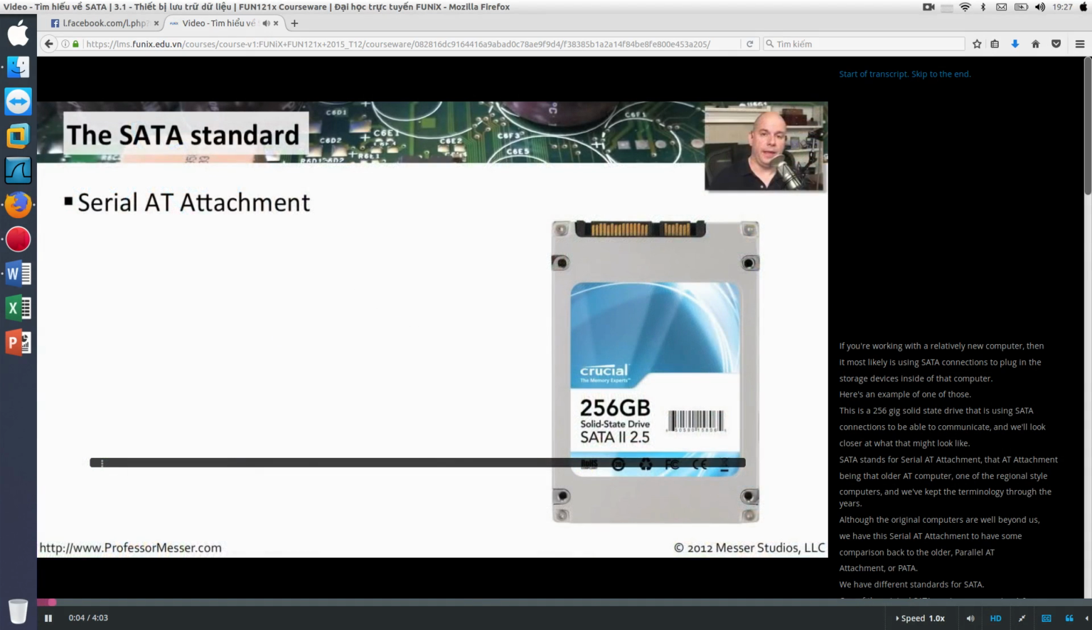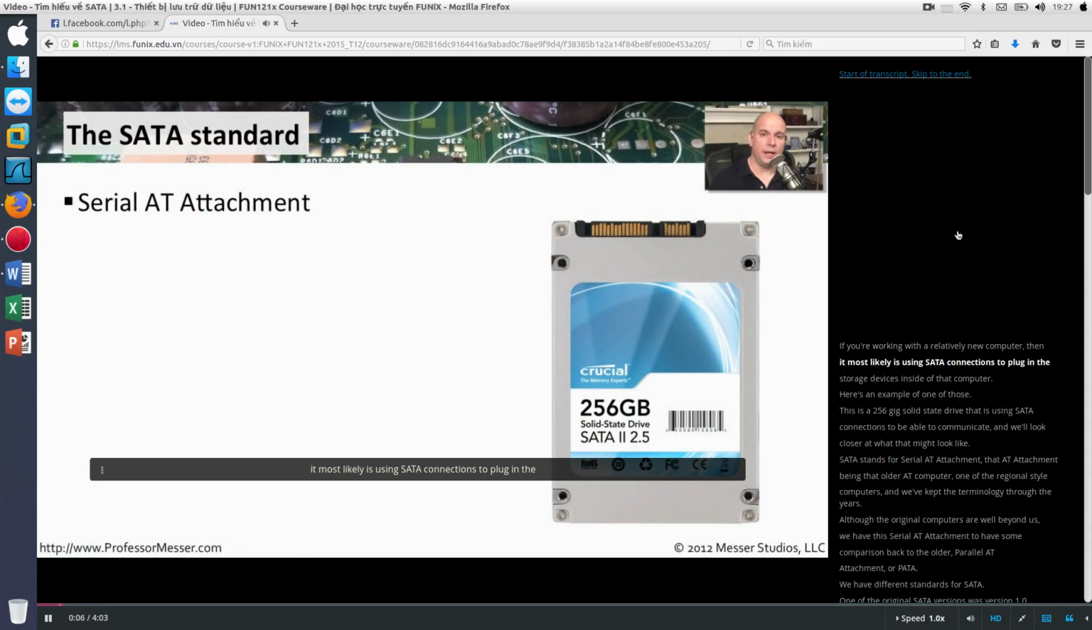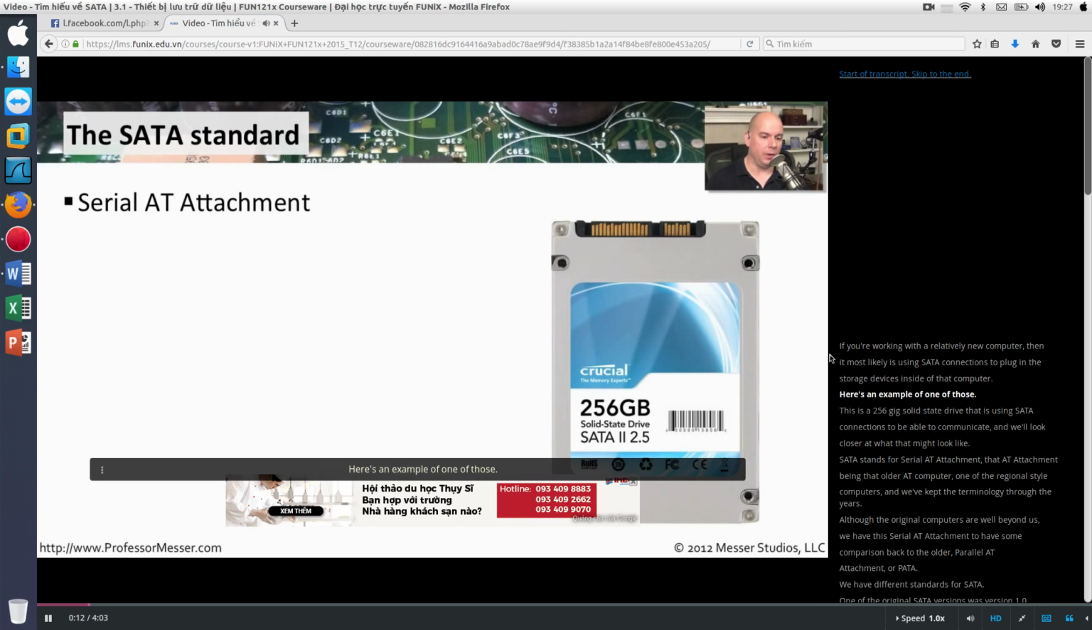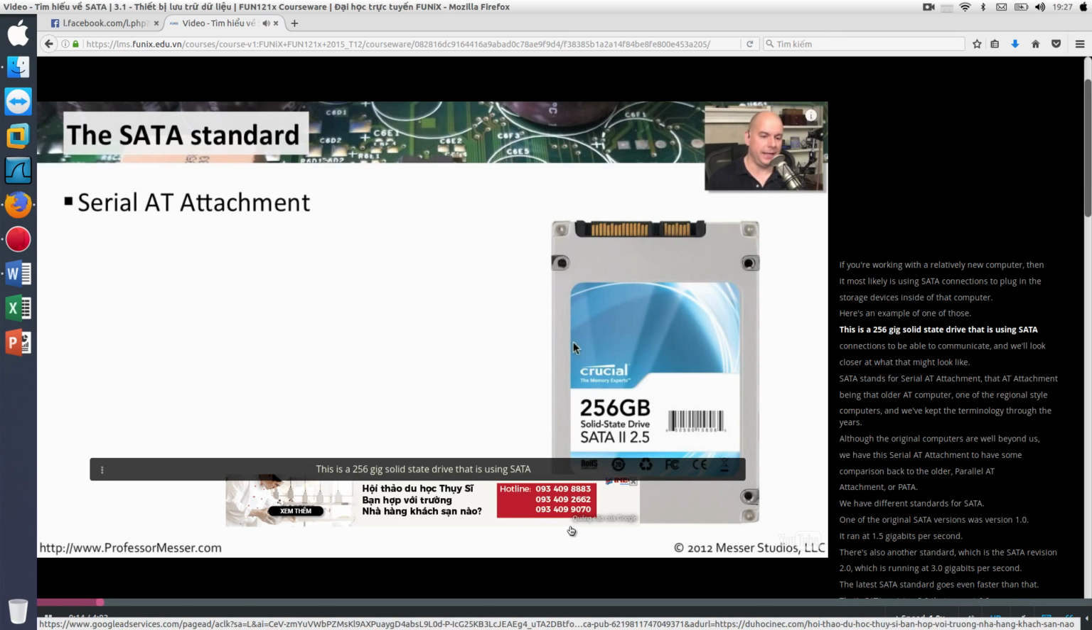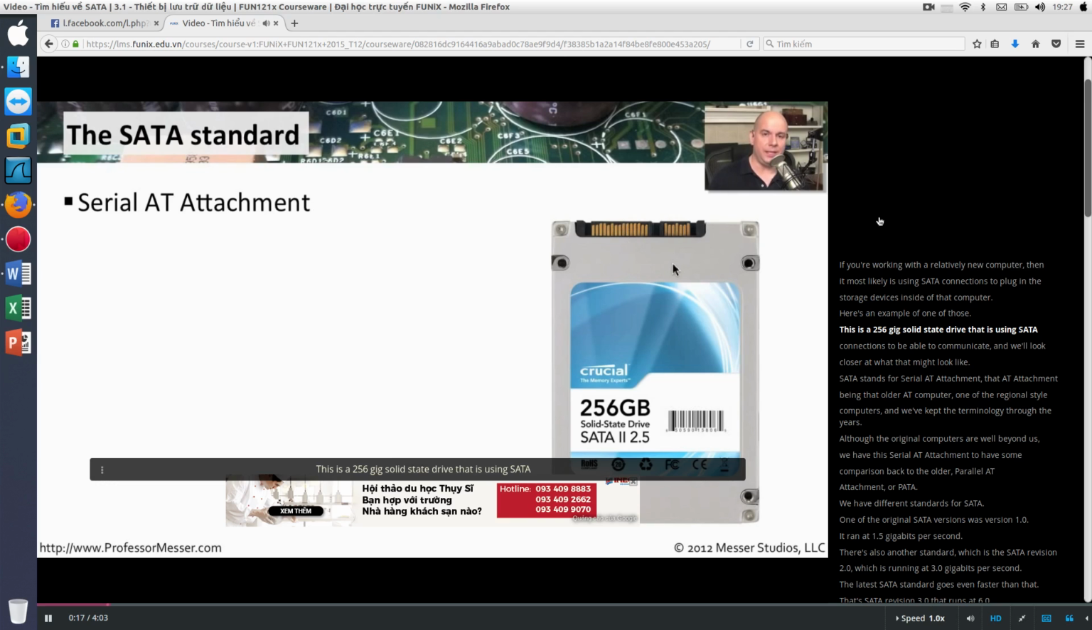If you're working with a relatively new computer, then it most likely is using SATA connections to plug in the storage devices inside of that computer. Here's an example of one of those. This is a 256 gig solid state drive that is using SATA connections to be able to communicate. And we'll look closer at what that might look like.